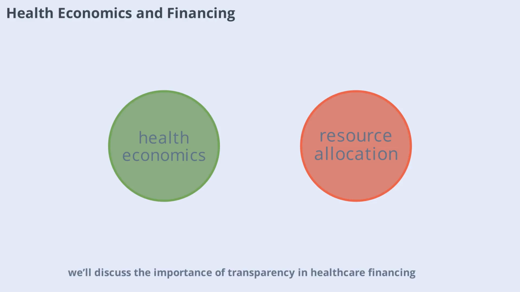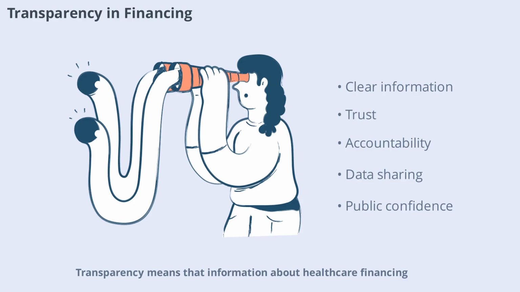Next, we'll discuss the importance of transparency in healthcare financing. Transparency means that information about healthcare financing is clear and accessible to all stakeholders. Transparent systems help build trust, reduce corruption, and improve accountability. Governments and insurers can use technology to share data and track spending. Transparency supports better decision-making and public confidence.